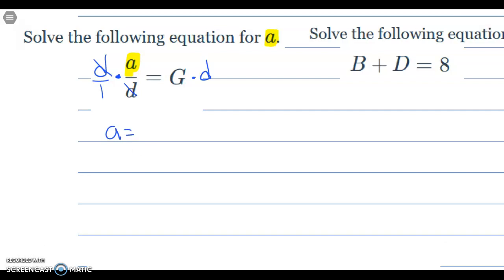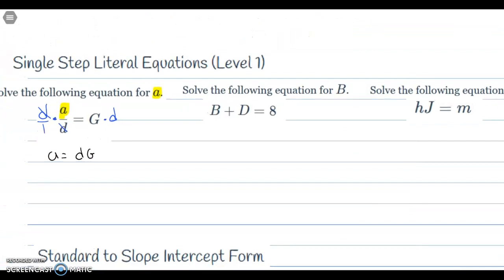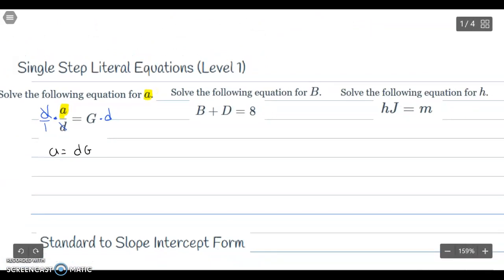I meant to change back to black here. You have A is equal to G times D, or you can have DG. Either way works. And that's it. That's your answer. These are one step. You're just going to go opposite to the letter that they give you. All right. So what I'm going to do now is pause the video and see if you can solve this. Remember, you've got to do the opposite operations.